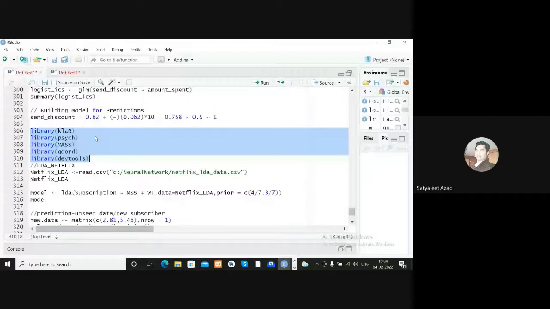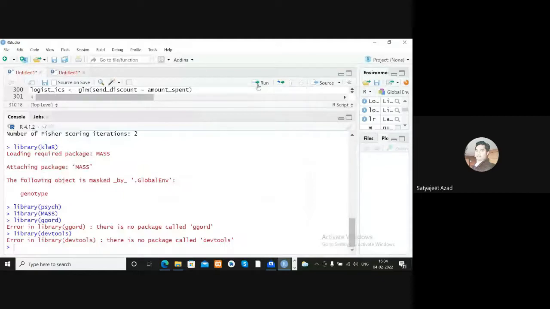For example, this psychology library and this MASS library are a must. But let me run all these libraries to run this LDA.